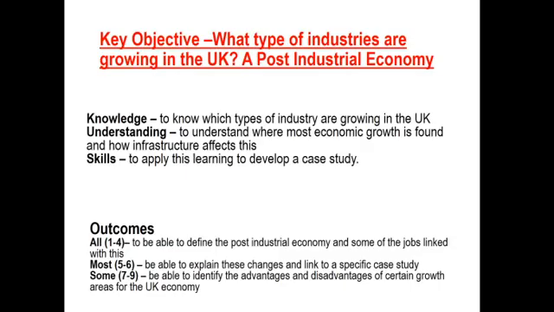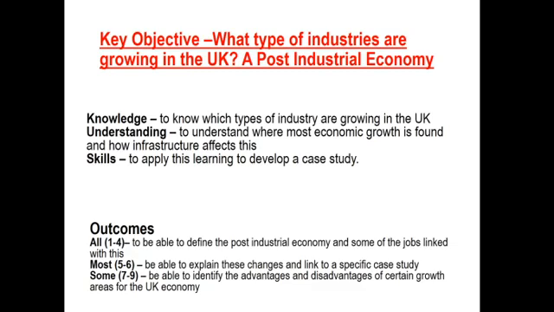The question that then remains is, if these industries are declining, and if we know that primary and secondary jobs are being lost, what are they being replaced with? And the key objective for today is what type of industries are growing in the UK, a post-industrial economy. Now, in your workbooklet you'll see that you've got a learning map for this particular week's work. So in the learning map you might want to put some text boxes to fill your answers in. But the first thing to think about is, what does that mean, a post-industrial economy?